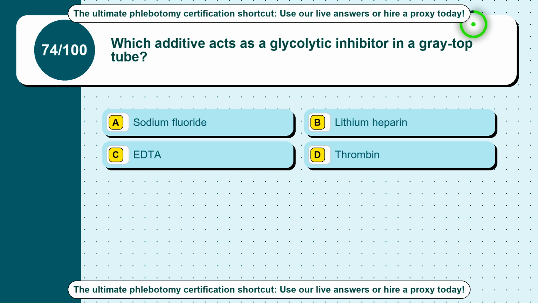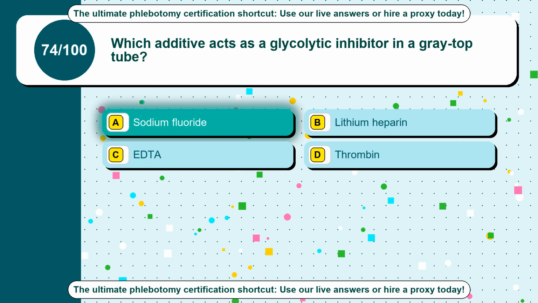Question 74. Which additive acts as a glycolytic inhibitor in a gray top tube? Option A. Sodium fluoride. Option B. Lithium heparin. Option C. EDTA. Option D. Thrombin. The correct answer is option A.